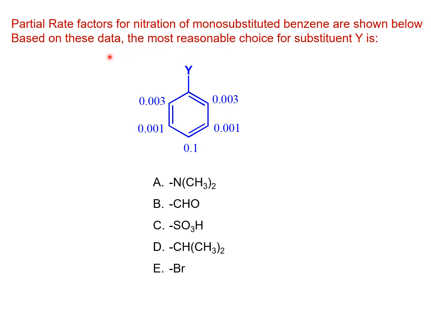Based on this data you have been asked for the choice of substituent. As partial rate factors are less than 1, it means that the substituent is a deactivating group. If we see very carefully, the partial rate factor for ortho and para positions are found to be greater than that of the meta position. Therefore, the substituent is deactivating in nature, but at the same time it is ortho-para directing.